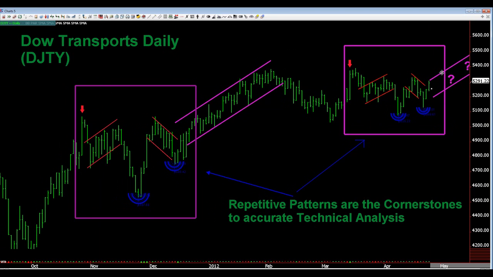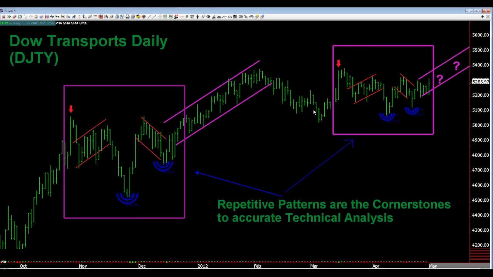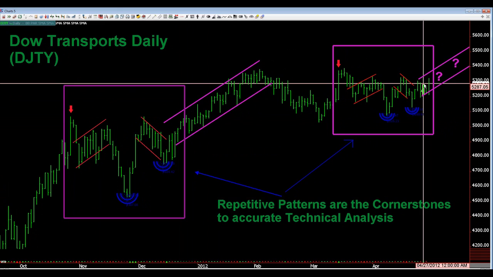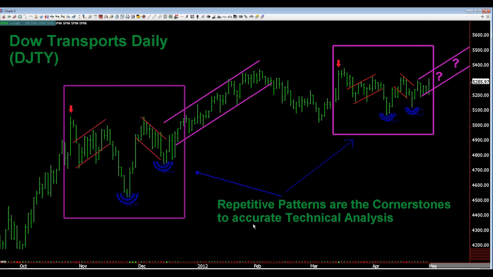So since I showed this to you, traders, here's where we stood. Let me add the days in since the first day I presented this video to you. I sent this chart and the video to you, and look what has happened. We're filling in this area right now as I speak. Imagine that. It's doing exactly what it did here, and it should do it again because repetitive patterns are the cornerstones to accurate technical analysis. So that is very interesting, and that has flipped us right back into the bull camp.